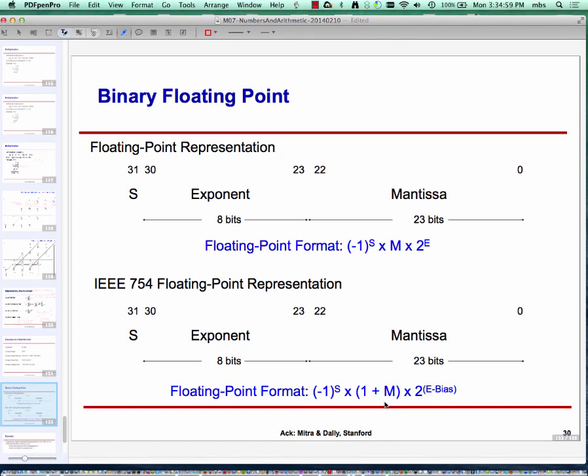Just to put it in perspective, the person who helped define much of the theory or standard behind this IEEE 754 floating point representation is probably now a retired professor at Berkeley, William Kahan. He got a Turing Award for that accomplishment. Anyone know what the Turing Award is? Kind of a Nobel Prize in computer science.